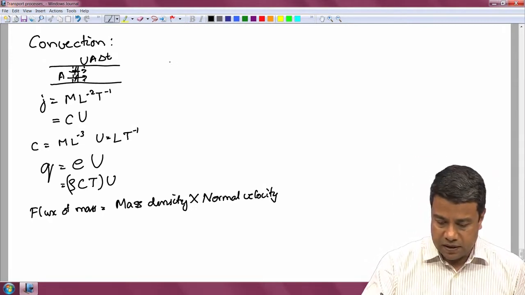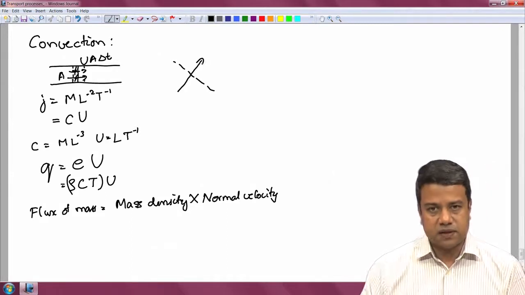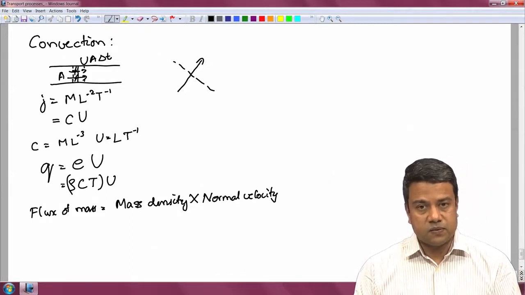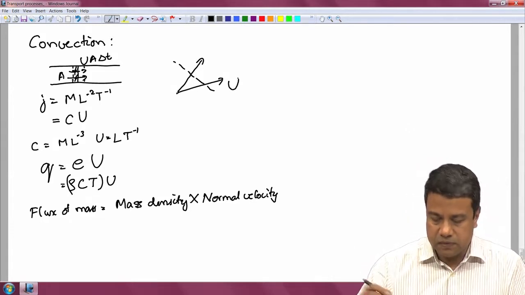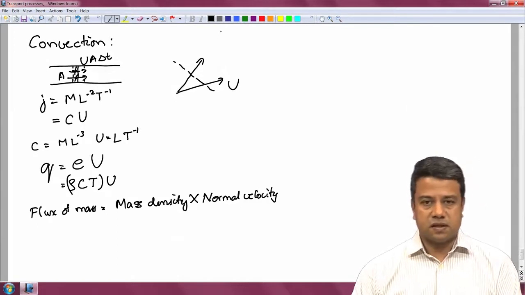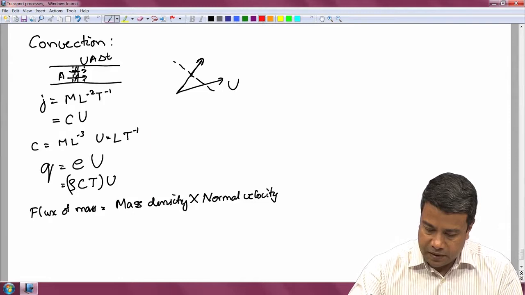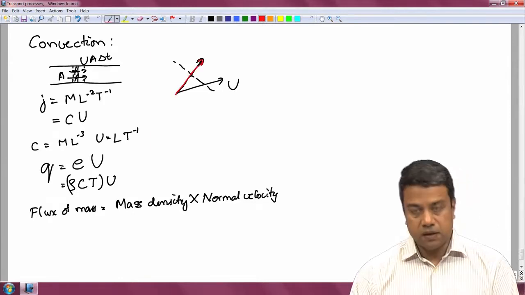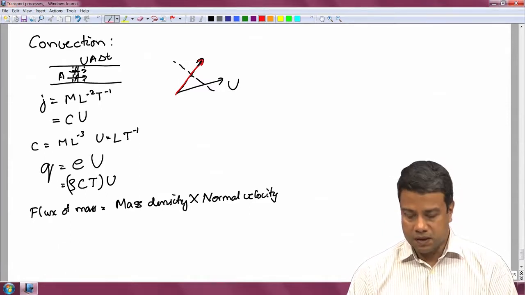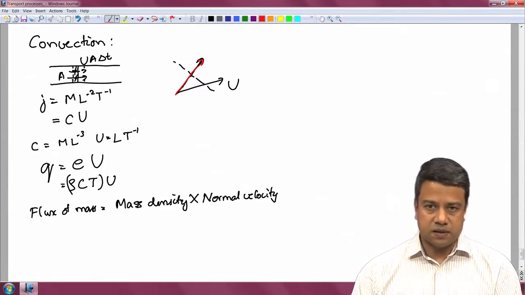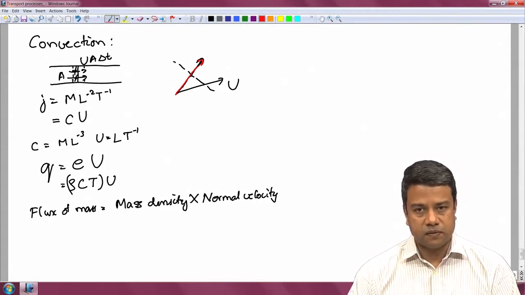If I had some surface within the fluid and I wanted to find out what is the mass flux across that surface, internal surface within the fluid, and the fluid had some velocity in some direction u, this mass flux of the surface has to be equal to the component of u along this direction. The normal velocity to the surface times the concentration, which is the mass density of the fluid, the mass per unit volume of the fluid.